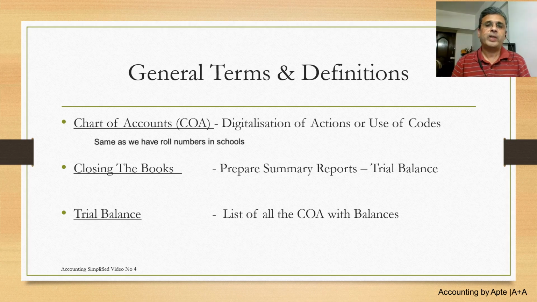So the postings, whenever we pass a general entry, in the third video we saw various entries. There the headings, for example, sales, cash, debtors, creditors, all these terms are backed up by a digital code in the background. So the posting happens based on that code. Clear?